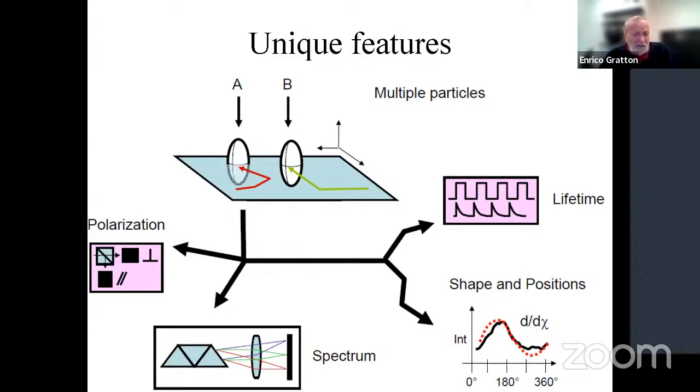Okay, next slide. Essentially, this is the way it works. We have a particle which is here in A and B. And then we have, for example, a lifetime or everything that can change as a function of position of the particle. Then we can obtain all the parameters like the polarization, the spectrum, and the shape and position. This is very important, because this is the only method that can give the shape and the position of the particle. For example, if the particle is round or an ellipsoid, you will get different values of the shape of the particle.